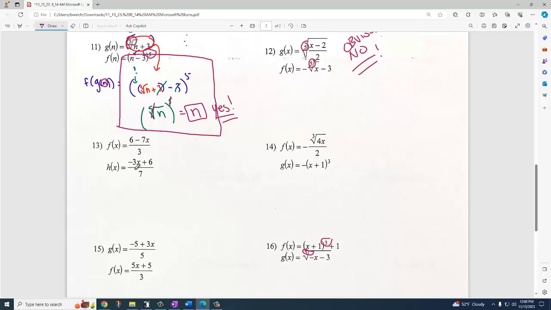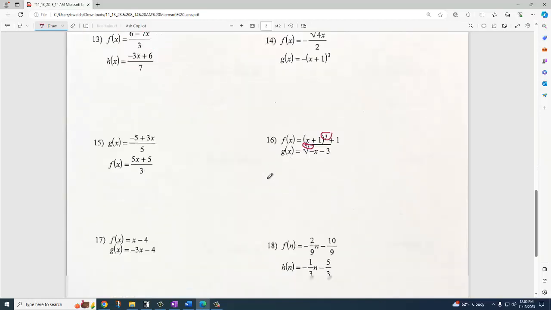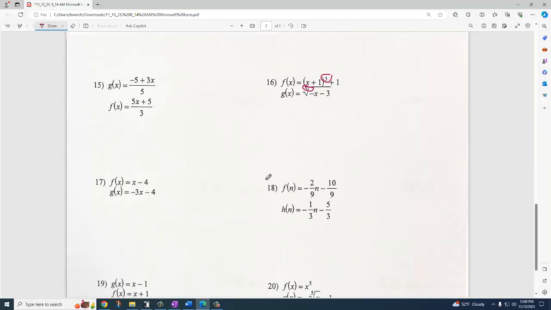But otherwise, if you're not totally sure, you need to put one function inside of the other and see if it simplifies down. If you ever get stuck along the way, that means it's not an inverse function.